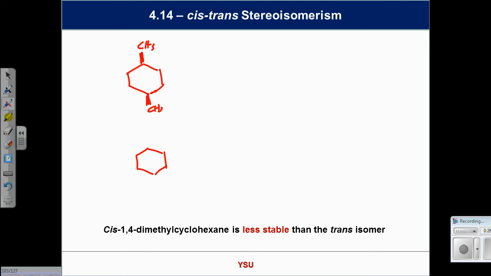Now, if I want to draw my trans, it doesn't matter what I do. Paige, what do you want? A dash or a wedge? Do you want it top or bottom? So what's the next one going to be? A dash or a wedge? It's going to be a dash. That's what you do. That's how you start.